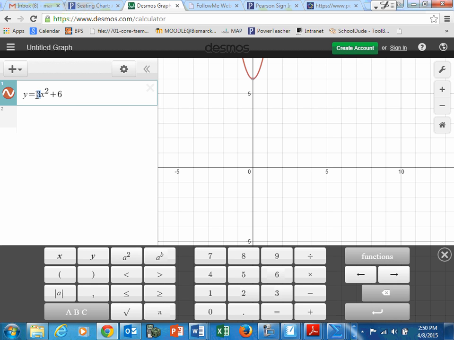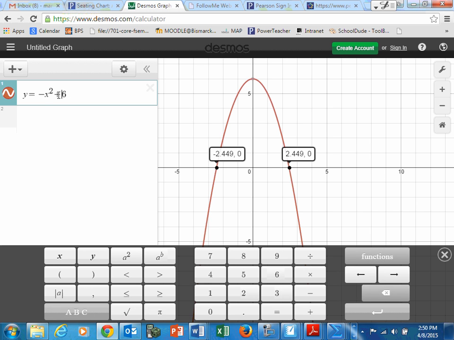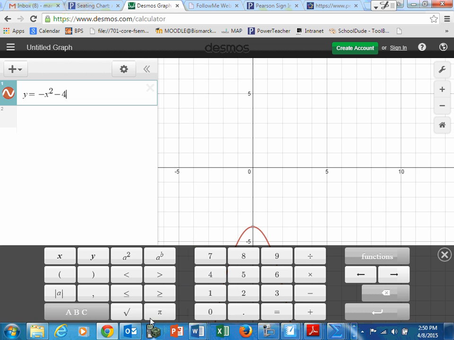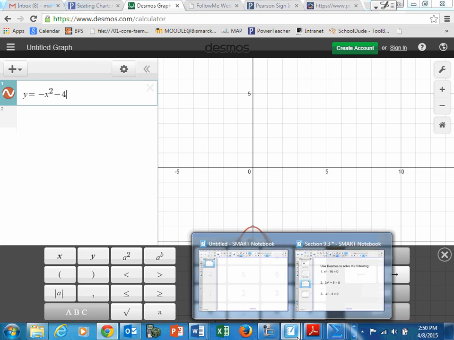And then the last one, you should have -x squared minus 4. Once again, this one would be the same way. It doesn't cross the x-axis, so we would say that it has no solutions, or if you want to be very specific, no real solutions. Okay, that is how we are going to solve using graphing. We're going to use the Desmos program to solve with graphing.